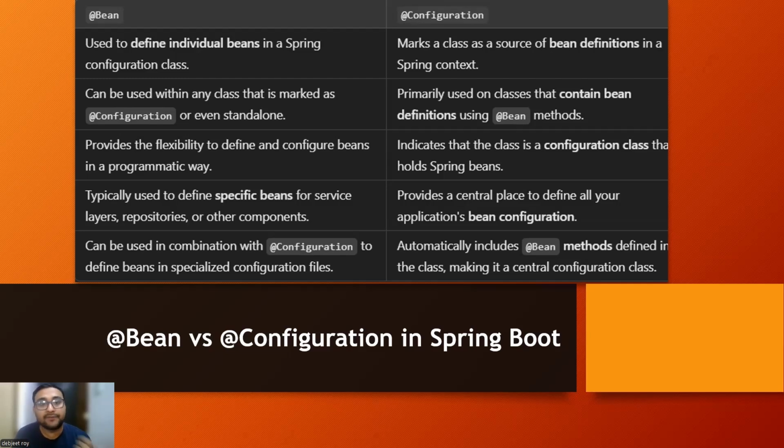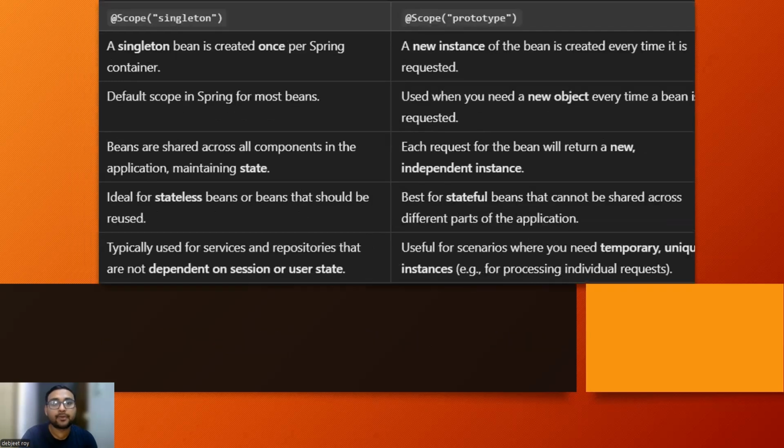Bean is typically used to define a specific bean for service layers, and configuration provides a central place to define all your application's bean configuration. You can put all kinds of application configuration within that configuration class. Bean is used in combination with configuration to define beans, and configuration automatically includes bean. So it's a kind of vice versa thing that you can imagine. Once you make use of it in your project, you will get the idea of how it is being used. So that's the difference here.